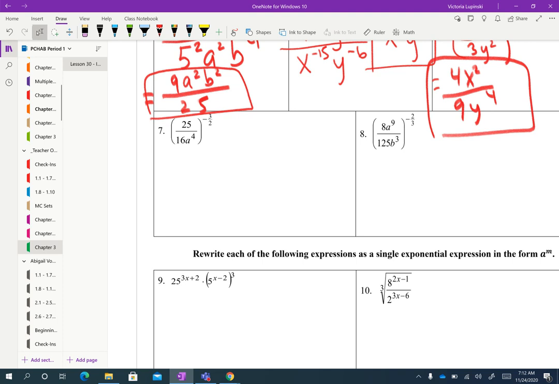So, taking a look here at number 7. Again, I'm going to show you some other techniques here.